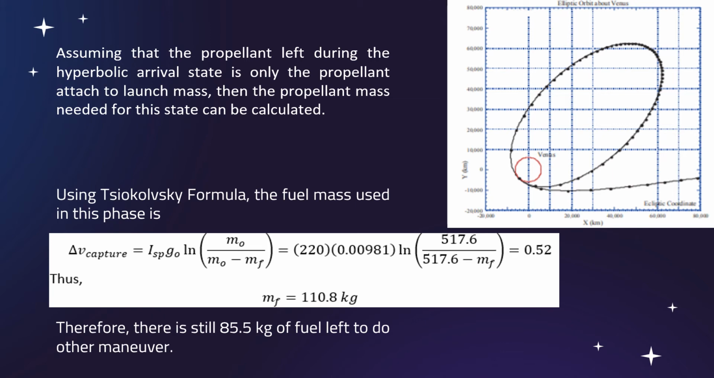Assuming that the propellant left during the hyperbolic arrival stage is only the propellant attached to the launch mass of the spacecraft, then the propellant mass needed for this stage can be calculated. Using the Tsiolkovsky formula, the fuel mass used in this phase is mf equals 110.8 kg. Therefore, there is still 85.5 kg of fuel left to do other maneuvers.